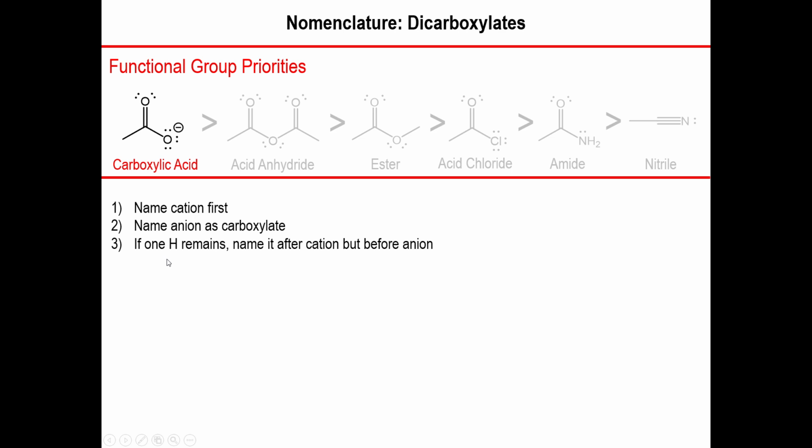Some of them could still remain protonated. And if that's the case, you have something that's deprotonated, but then something that is protonated from the point of view of the carboxylic acid moiety. You will basically spell out that hydrogen by saying hydrogen in the name, and you say that after the cation name, but before the anionic name. If, on the other hand, you do happen to have different cations balancing the charge of different carboxylic acid moieties, then you simply list those cations alphabetically with respect to each other.